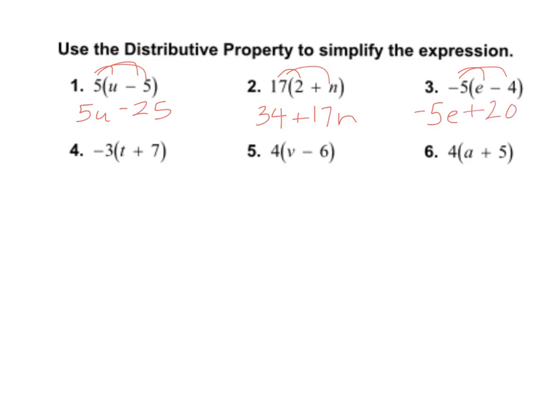Number 4, negative 3 times t is negative 3t. Negative 3 times positive 7 is negative 21. 4 times v is 4v. 4 times negative 6 is negative 24. Number 6, 4 times a is 4a. 4 times 5 is positive 20. And that's how you do the bell ringers using the distributive property. Let's start on 1.3.